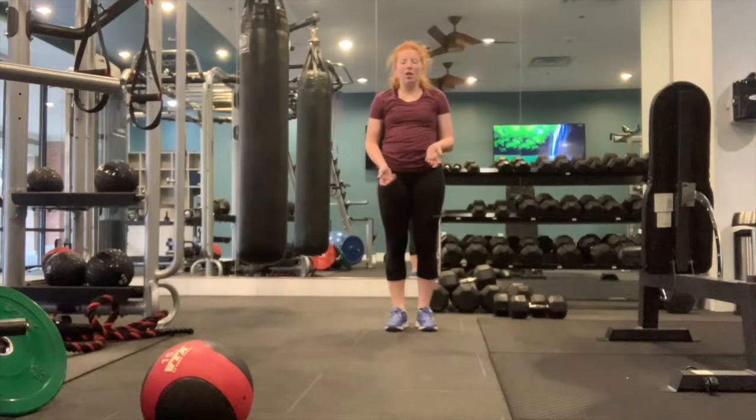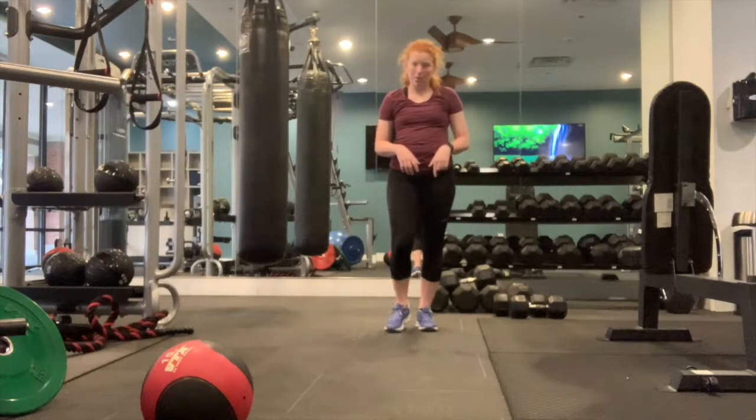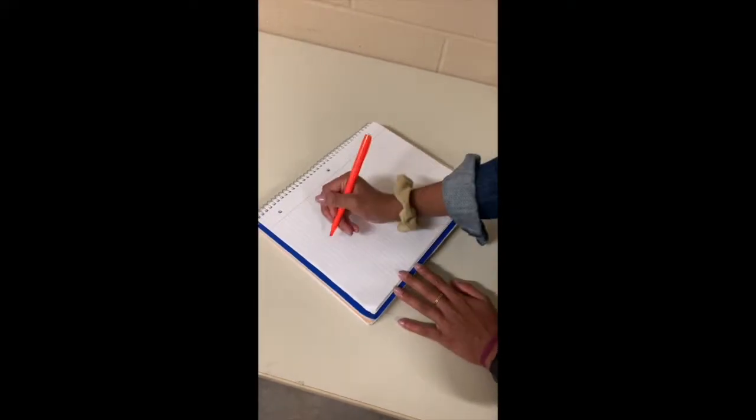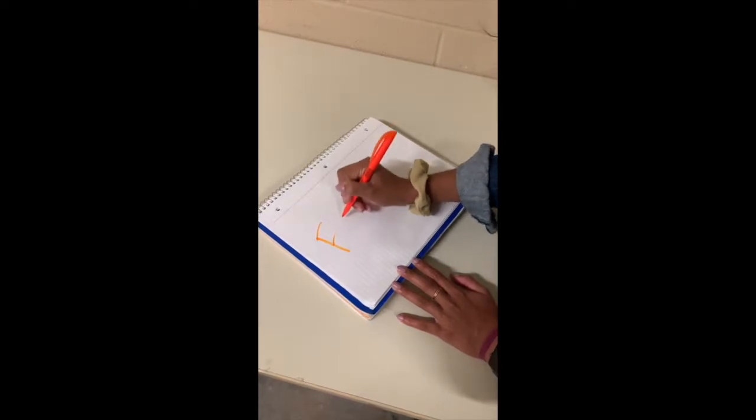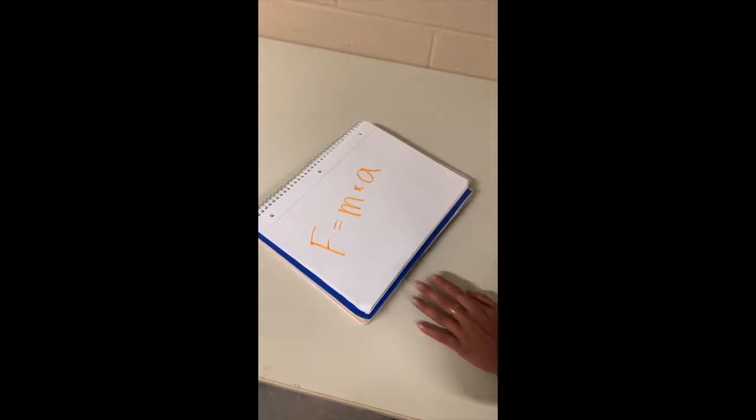As you can tell, the 8-pound ball had a faster acceleration than the 15-pound ball. Newton's second law is represented by the equation force equals mass times acceleration.